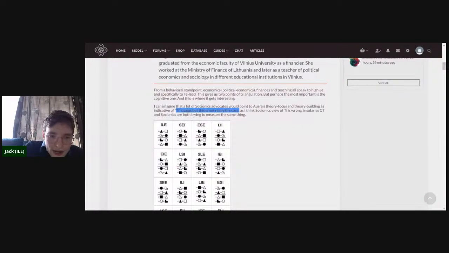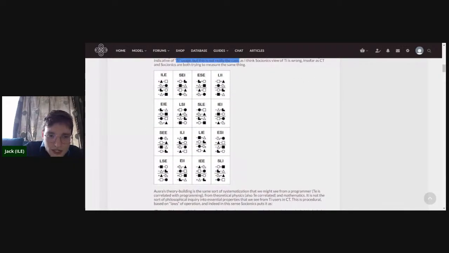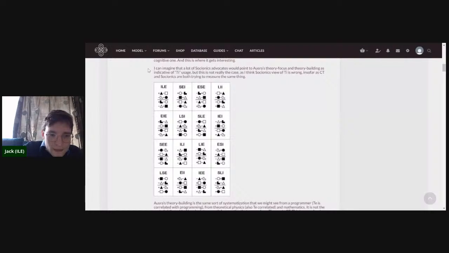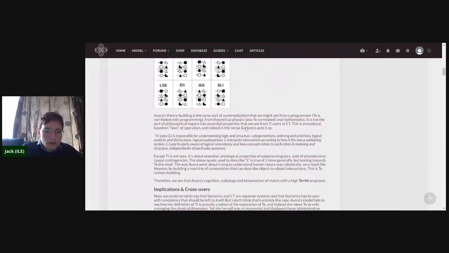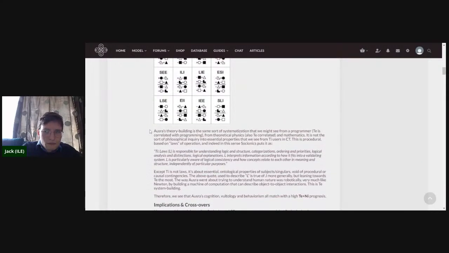Now it says here, from a behavioral standpoint, economics, finance, and teaching will speak to high JE, yada yada. Okay, let's move on from that. So our theories are both trying to measure the same thing, right? Now here's the next part, which I think is interesting. Why does he think that the socionics view of TI is wrong? It says Alstra's theory of building is the same sort of systemization that we might see from a programmer. TE is correlated with programming. Why? What do you mean by that? From theoretical physics, also TE correlated, and mathematics.